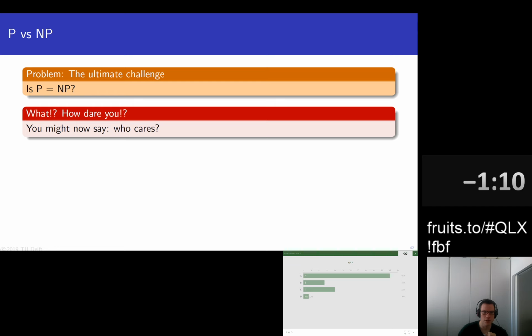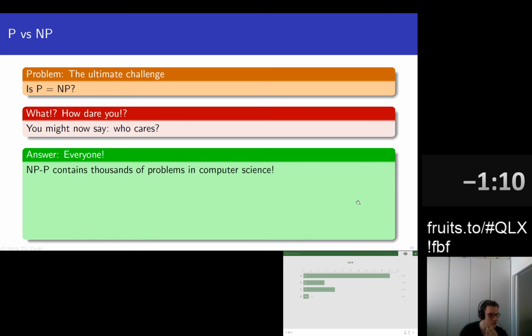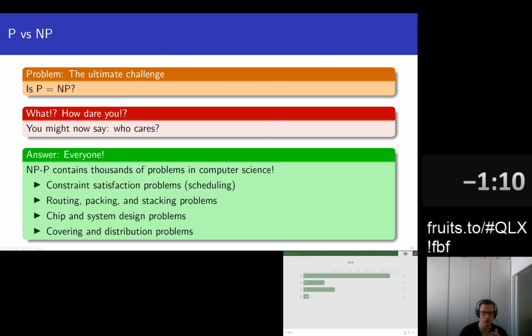And that's a very interesting question, even though you might now be asking, okay, but who cares, man? As long as we have some problems we can solve, that's great. But the problem is that there are many problems that we believe to be in NP minus P. Problems that we have no polynomial time algorithm for, but whose solutions we could easily check. And problems like this include constraint satisfaction, for example, scheduling, routing, packing and stacking problems, chip and system design problems, right? How do we fit as many gates onto a small circuit as possible? All this kind of stuff is NP hard problems.